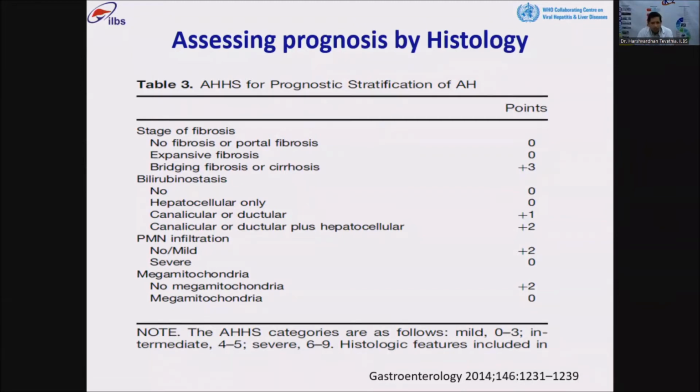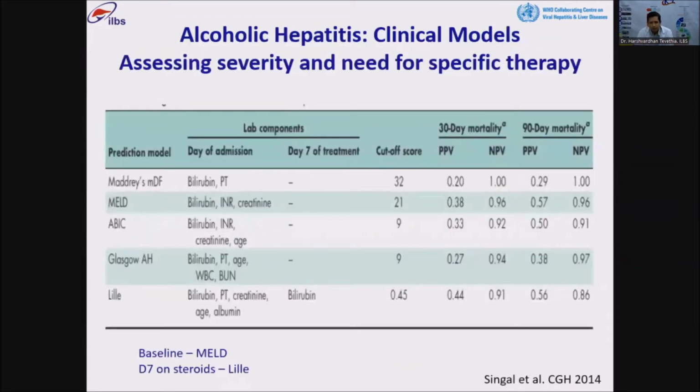will be between 0 to 3. If it's indeterminate, it will be between 4 to 5. And severe would be 6 to 9. Again, very important in assessing the prognosis of patients with alcoholic hepatitis.